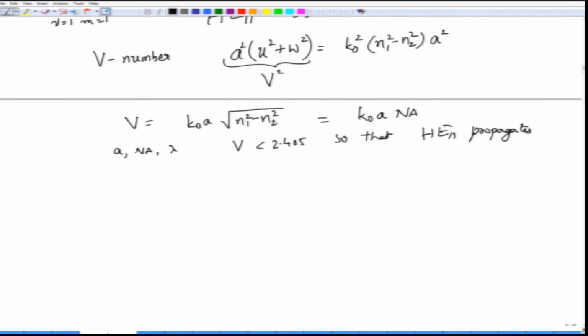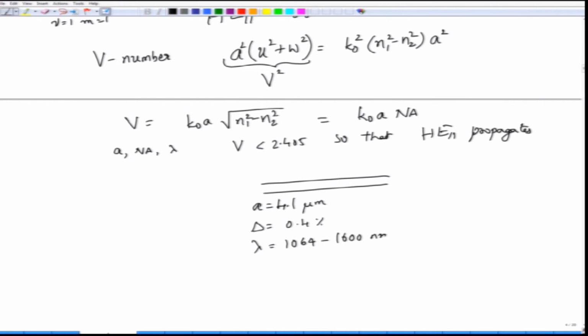Now, it is interesting. Suppose I give you a standard single mode fiber, which has a of 4.1 micron, which has a delta, which is the refractive index difference, right, of about 0.4%. I will say that lambda is 1064 to 1600 nanometer. I want a single mode condition over this entire band of wavelengths. Now clearly if I want to satisfy the single mode condition, at this wavelength my V number has to be less than 2.405 and at this wavelength also my V number has to be less than 2.405.